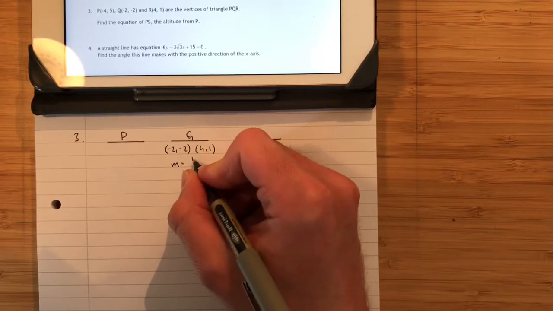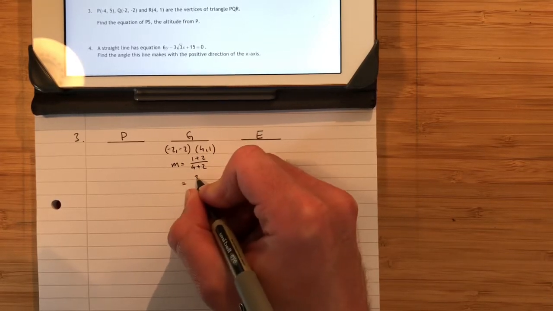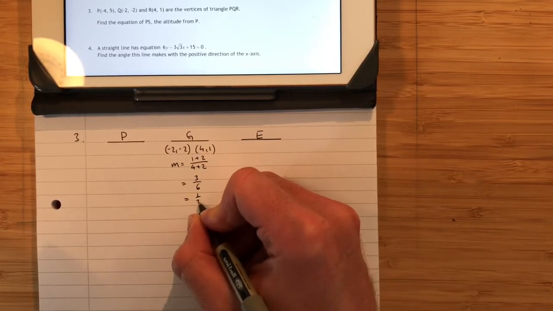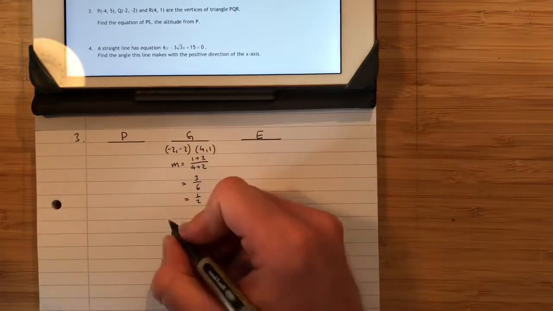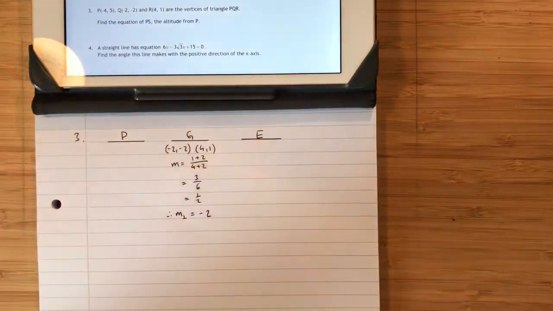So 1 minus minus 2 is 1 add 2. 4 minus minus 2 is 4 add 2. That's 3 over 6, which is a half. So my perpendicular gradient to that will be negative 2.